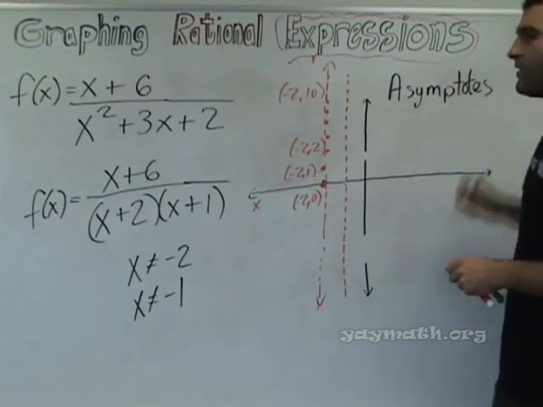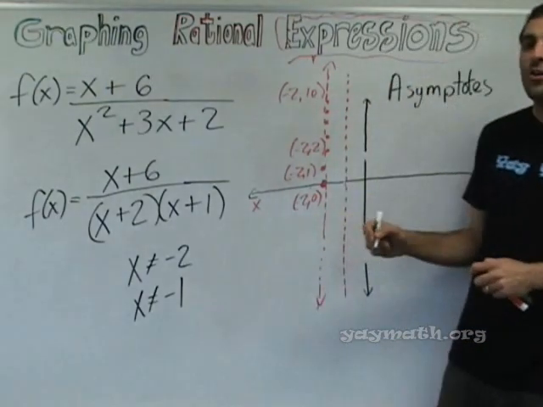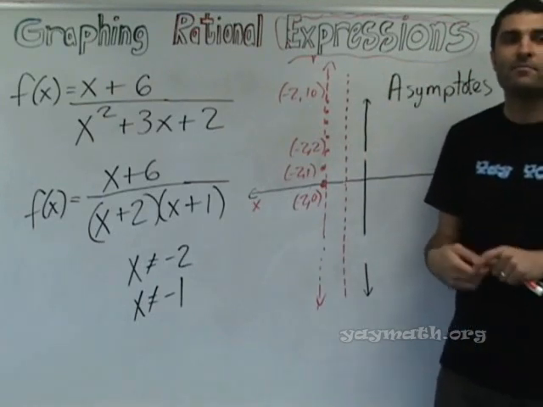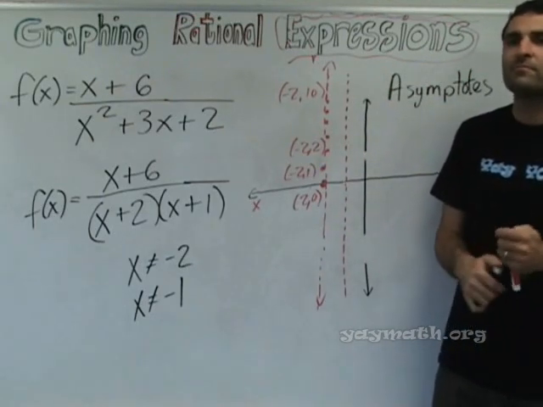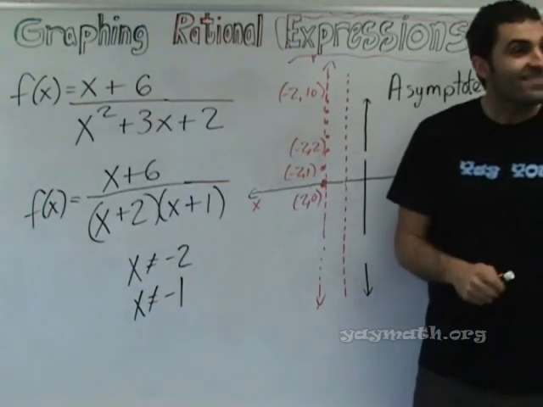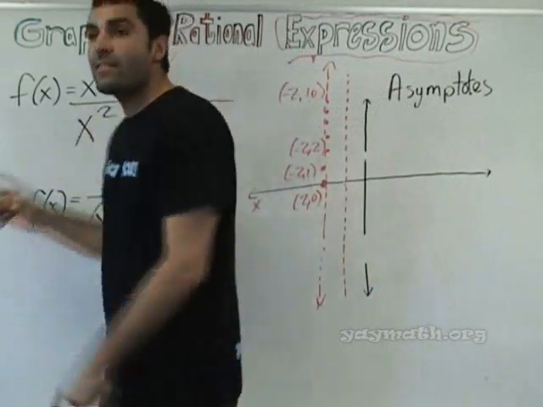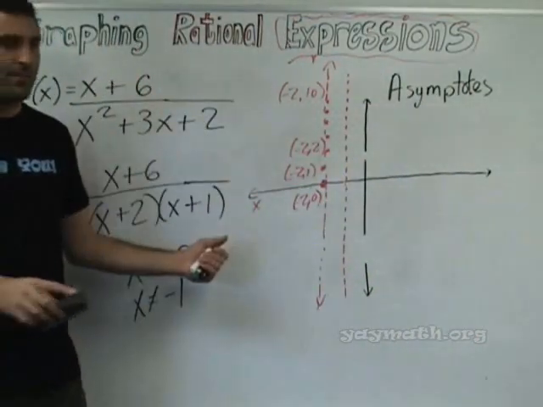Asymptotes. So I would call them like asymptote poles or tater tots or tots for kids or turtles. Turtles. So those are asymptotes that are vertical.